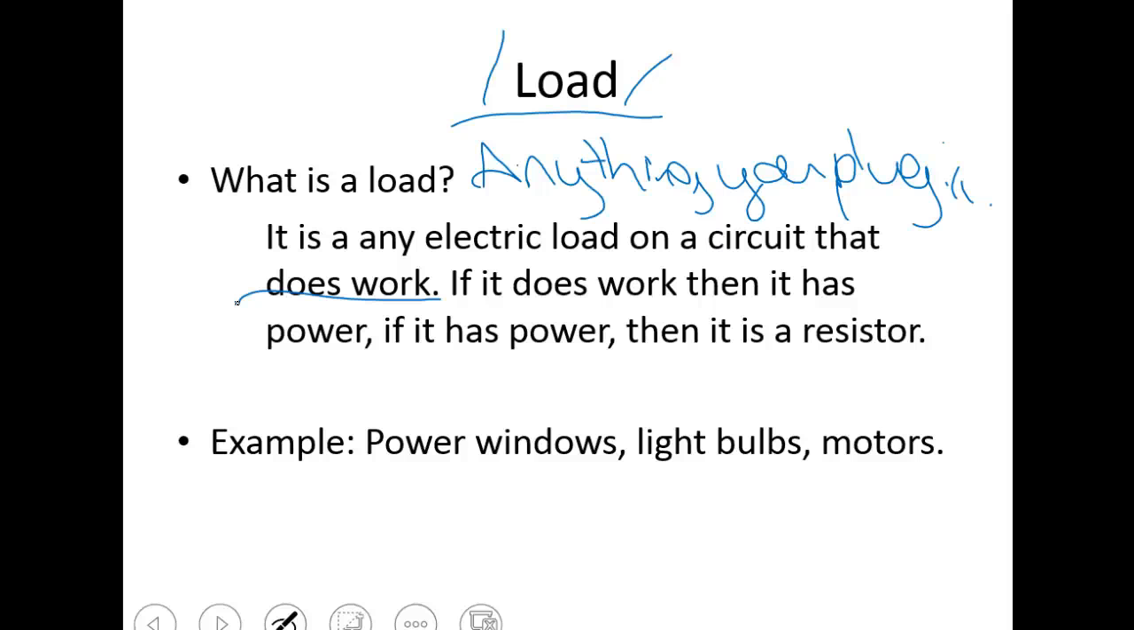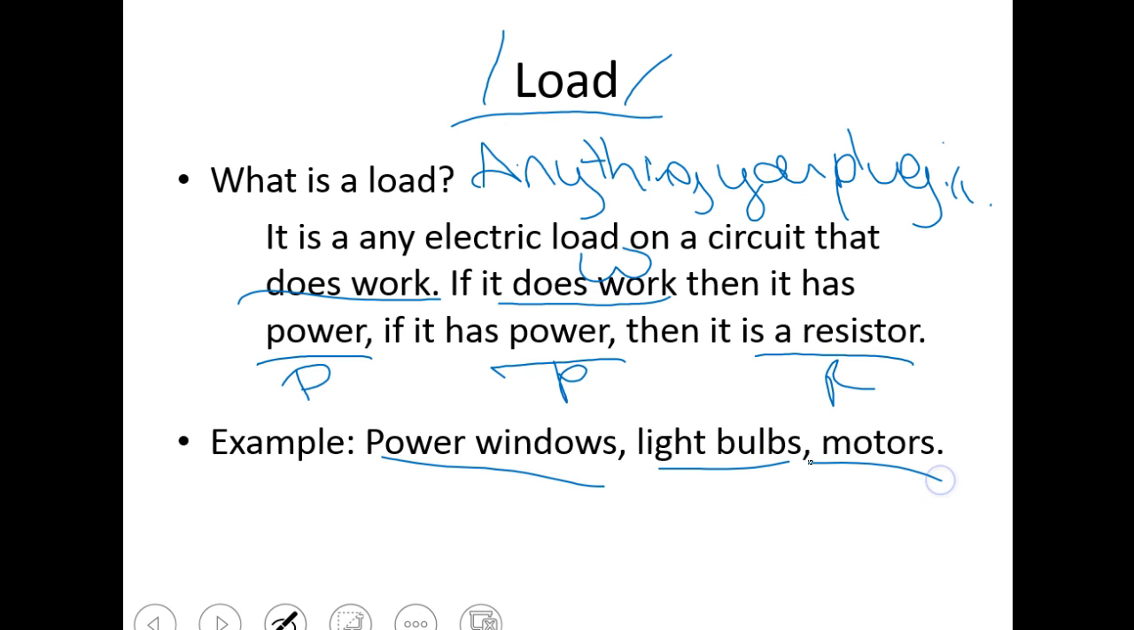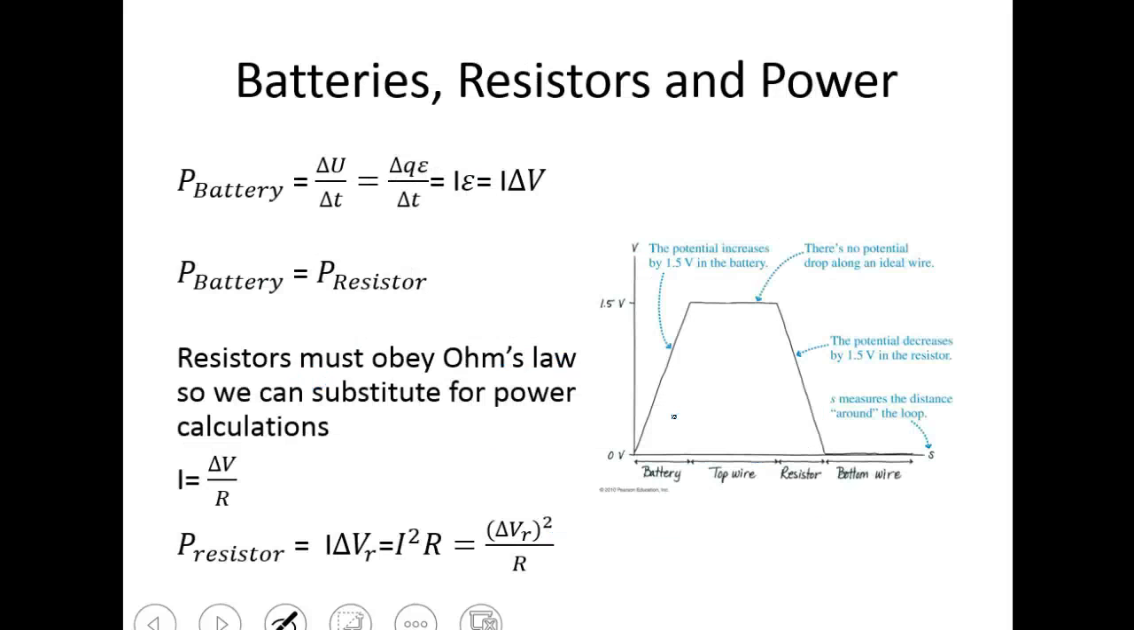And I'm going to repeat that again. If it does work, then it has power. And if it has power, then it is also a resistor. And so what you're looking at right here is a connection of three variables: work, power, and resistance, or resistor. Great examples of all of these would be power windows, light bulbs, and motors. Power windows and motors tend to take electrical potential energy and change it to kinetic energy, while light bulbs change that to light energy. There's plenty of things that make sound energy out of electric energy, and so on and so forth.